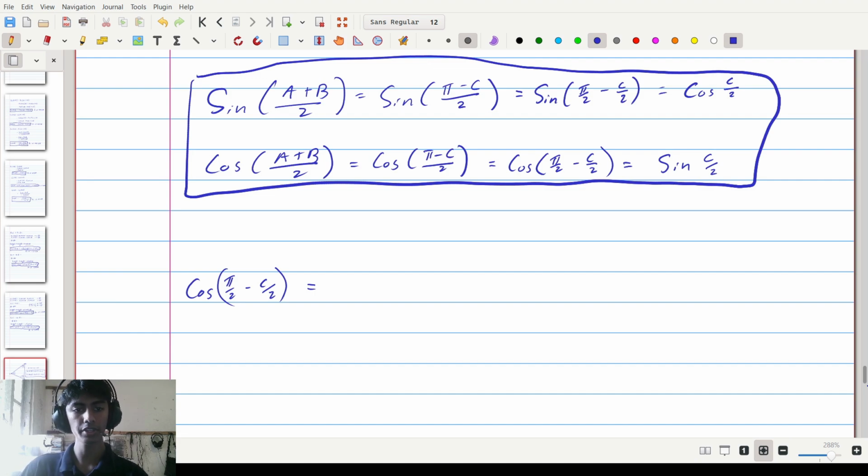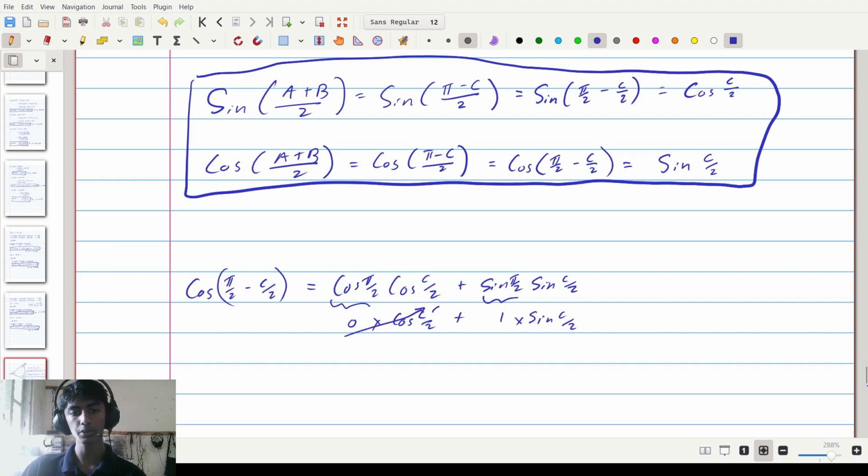So here, if we consider cosine of pi by 2 minus cosine minus c by 2, this is cosine of pi by 2 times cosine of c by 2 plus sine of pi by 2 times the sine of c by 2. The cosine of pi by 2 is equal to 0 times the cosine of c by 2 plus the sine of pi by 2, which is equal to 1 times the sine of c by 2. So here this part goes to 0, which leaves us with just 1 times sine of c by 2, which is sine of c by 2.